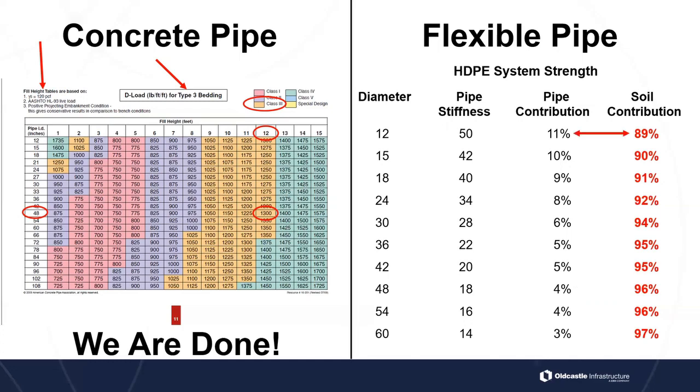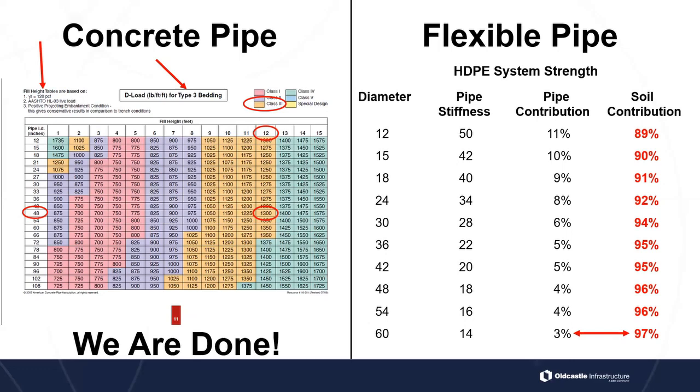For smaller diameters, like a 12-inch diameter pipe, it's a little bit higher, which would be expected because the pipe itself is a little bit stiffer, since the corrugations are bigger in relation to the pipe. So you're going to see 11% pipe contribution versus 89% soil contribution. But when you get to the larger diameters, even your 60-inch, you're looking at 3% of the structural capacity of that pipe system being the conduit and the structure. The pipe is only contributing 3%, while the soil contributes 97%.